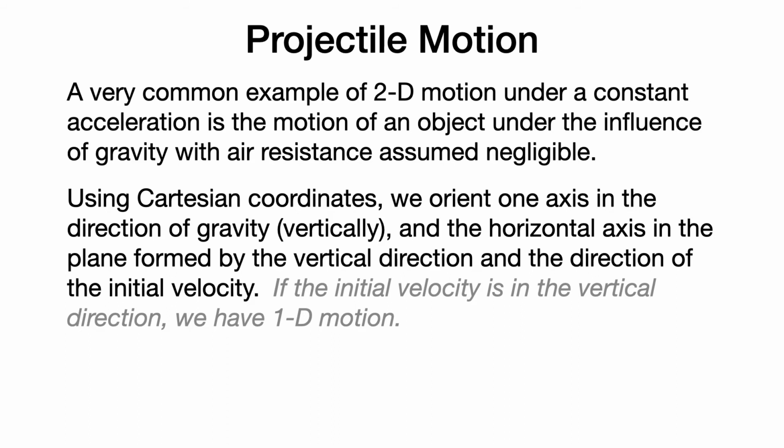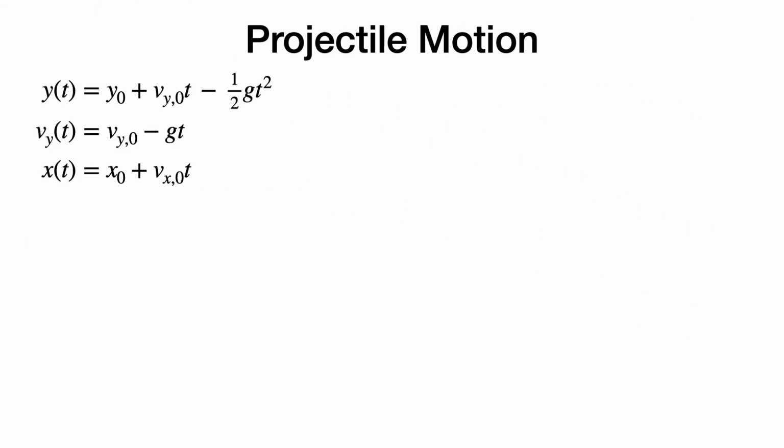Now, keep in mind that if the initial velocity happens to be vertically directed, then we have actually only one-dimensional motion. But in general, it will be 2-dimensional motion. All right, so for projectile motion, the basic equations are just the y position as a function of time and the velocity in the y direction as a function of time. Both of these involve the gravitational acceleration. And finally, the x position as a function of time, which only depends on the initial velocity and the initial position. Let's assume we have some particle and we know its initial position x naught and y naught.